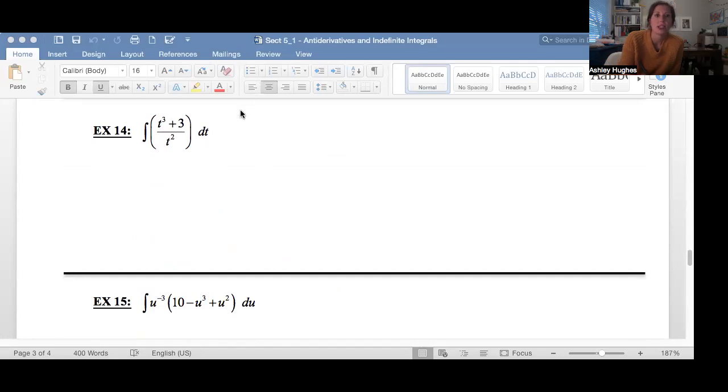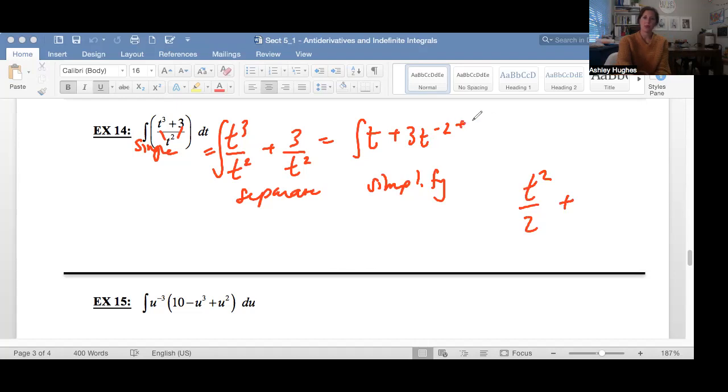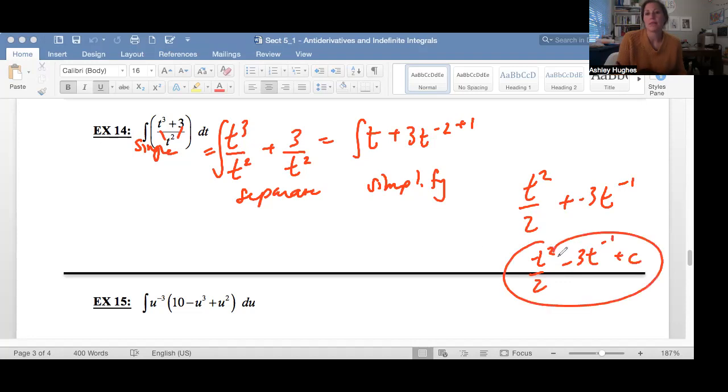If you have a fraction, again, you want to rewrite it. So I would just say single term on the bottom, separate, and then simplify. This would be t plus 3t to the -2. And then you're going to integrate. So that becomes t squared over 2 plus add 1, so that becomes t to the -1. So then -3. This is the answer for that.